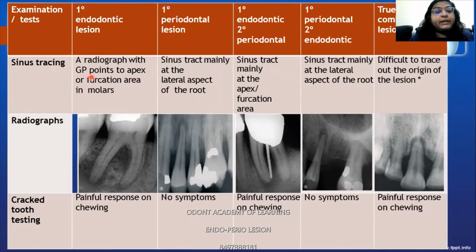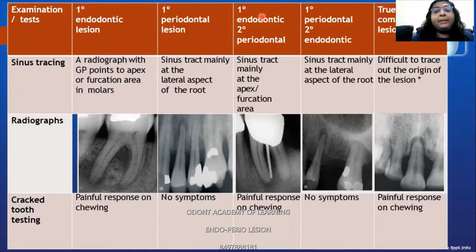Coming to sinus tracing. In the sinus tracing in the primary endo lesion, a radiograph with GP points to the apex or furcation area in the molars. So in the sinus tracing, we use a GP point and the GP points to the apex. So when it goes to the apex, that means it's a primary endo lesion. In the primary perio lesion, the sinus tract is mainly at the lateral aspect of the root. So when the GP point goes to the lateral aspect of the root, it means it's a primary perio lesion.